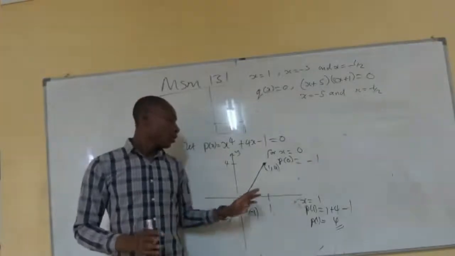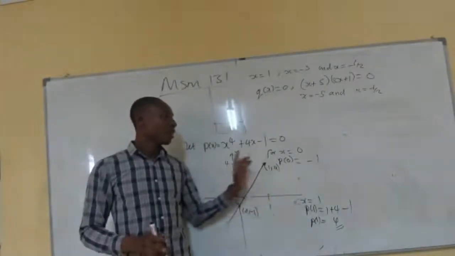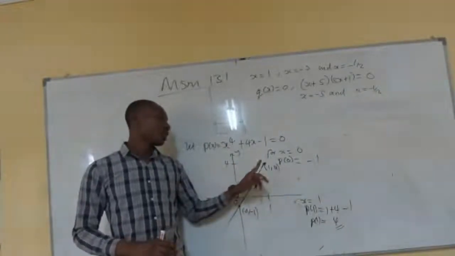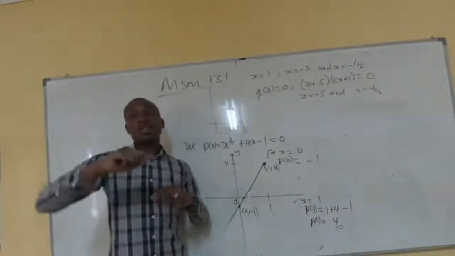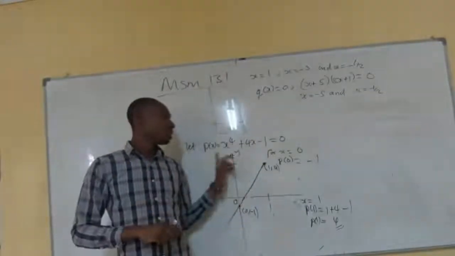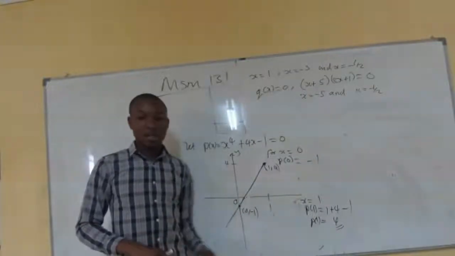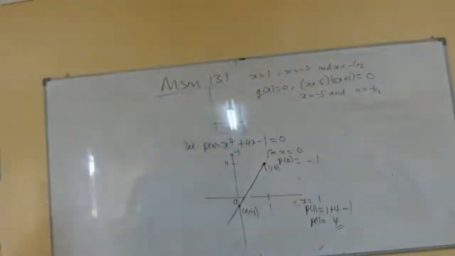So if you plot p of x for x equal to 0 and x equal to 1, you notice that if I combine these 2 points, there's a line that crosses. So this particular function crosses between 0 and 1. This is how you go about that question.